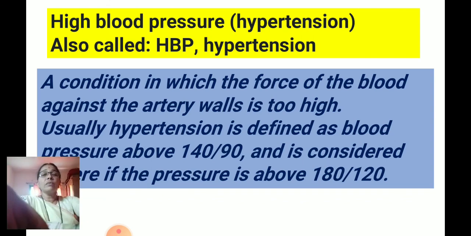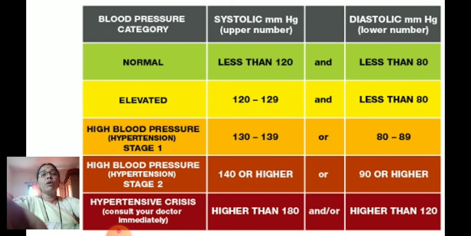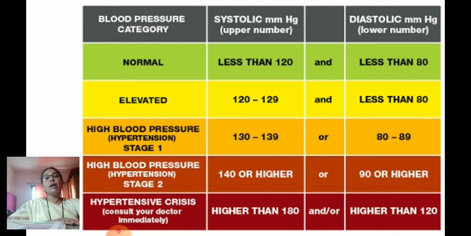Okay, so there is a chart in your textbook also, and this is the chart here. The normal pressure is systolic less than 120 and diastolic less than 80. Elevated is also considered normal pressure, that is 120 to 129 and less than 80. High blood pressure, that is hypertension, these are the stages here. So it is 130 to 139 or 80 to 89. High blood pressure or hypertension is 140 or higher or 90 or higher.